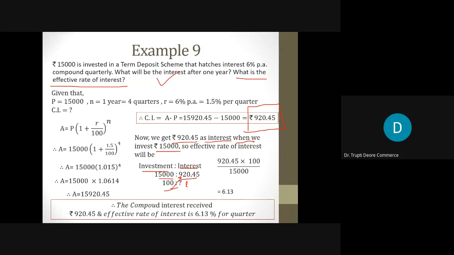Yes, no, it's not rupees, Sarthak, it's 6.13 percentage because it's a rate. Okay, you got the answer.